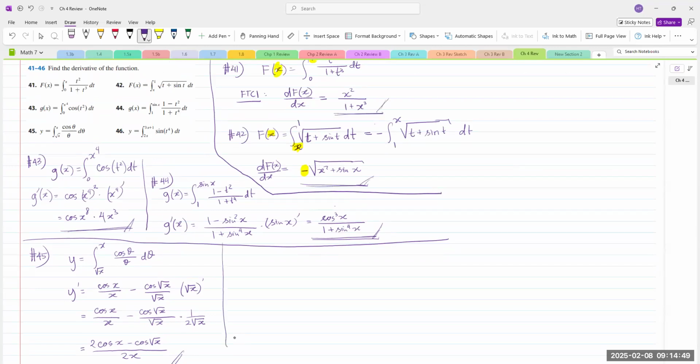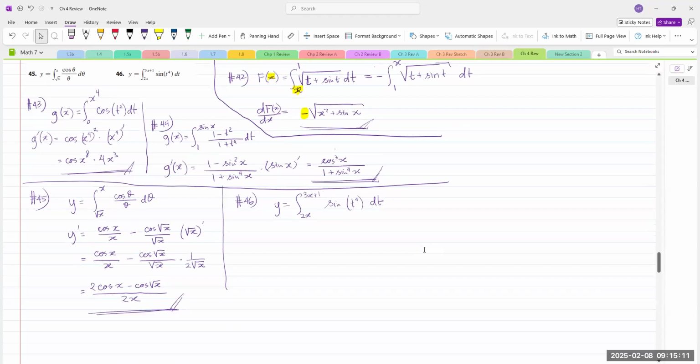And last one, number 46 for this part here. y equals the integral from 2x to 3x plus 1 of sine t to the 4th. This is not integrable, by the way, at least for your level. Okay, but we can do the derivative of this integral.